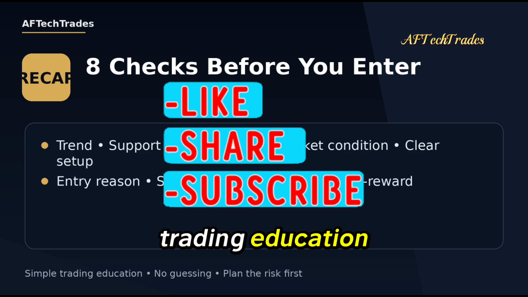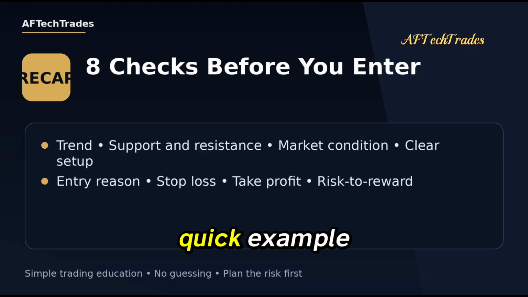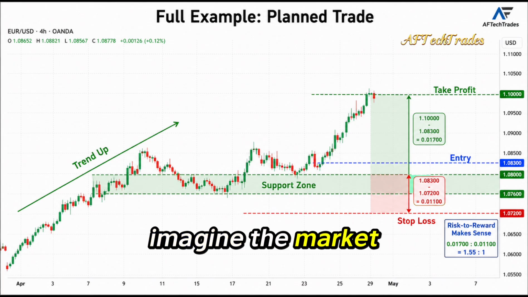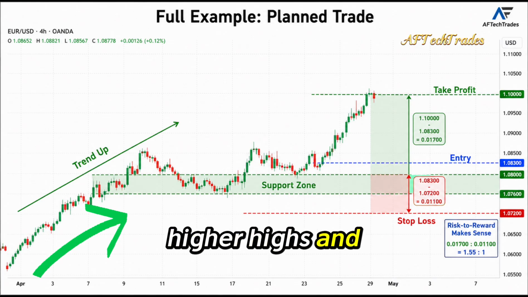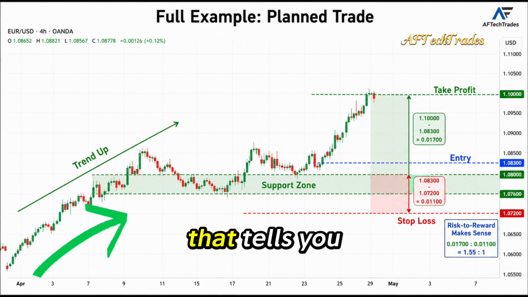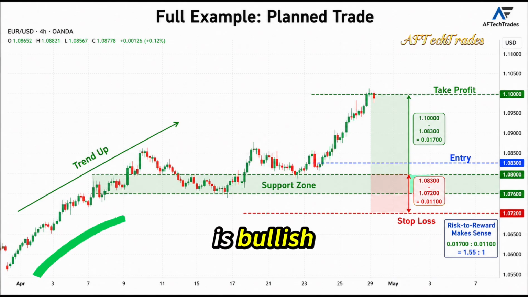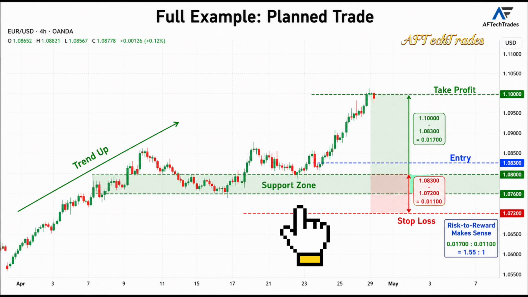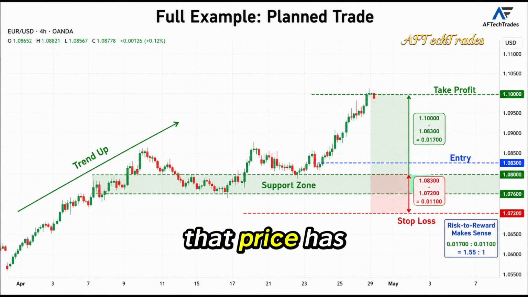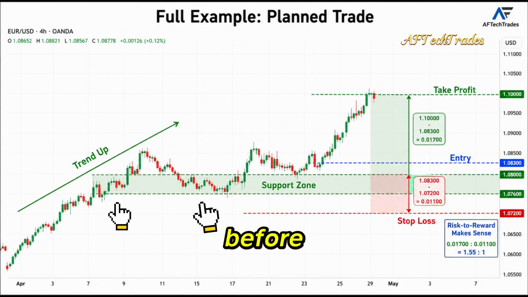Let's do a quick example. Imagine the market is moving upward. Price is making higher highs and higher lows. That tells you the overall trend is bullish. Then price pulls back to a previous support level. You look left and you see that price has reacted from that area before.